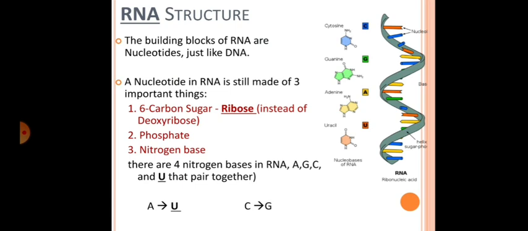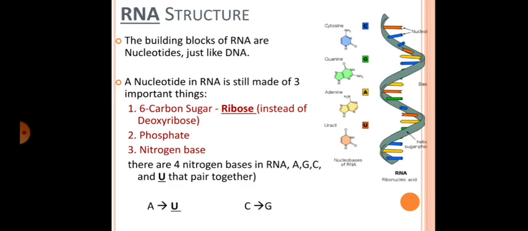Now here is the RNA structure. The building blocks of RNA are nucleotides just like DNA. A nucleotide in RNA is still made of 3 important things: 5-carbon sugar, that is ribose instead of deoxyribose, phosphate, and nitrogen base. There are 4 nitrogen bases in RNA: adenine for A, guanine for G, cytosine for C, and U for uracil that pair together.